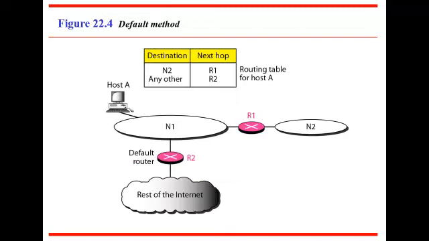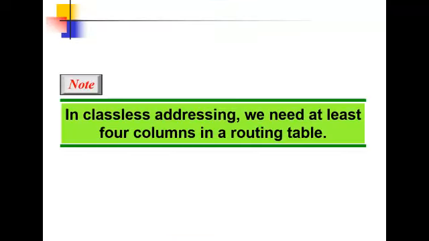Now the default method is: destination N2, next hop is R1, and any other, R2, meaning the rest of the internet and some other networks are related in this manner. So these are the different types of routing tables which we can use.